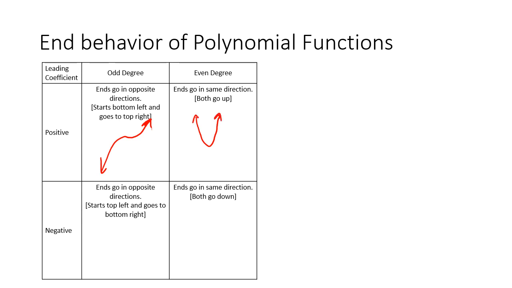And then for an odd degree polynomial with a negative leading coefficient, meaning the coefficient in front of the highest degree term is negative, it's going to start top left and go bottom right. It's going to follow a line with a negative slope. And then for an even degree polynomial with a negative leading coefficient, we will have something that does this. We're going to have it going down in both directions.